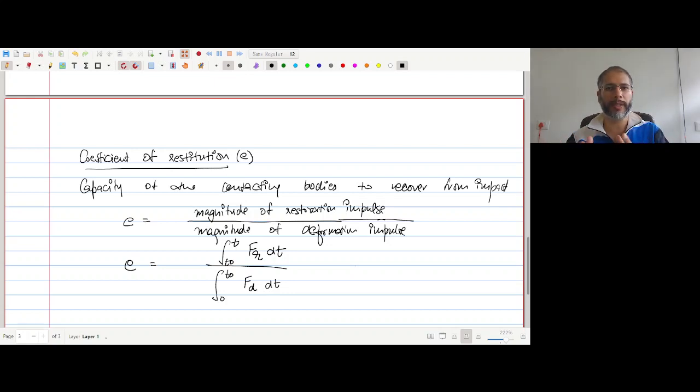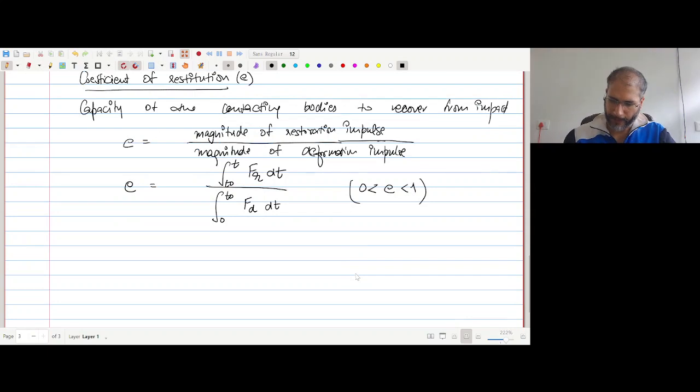So then what you see is that they will keep moving together with the velocity v naught because there was no restoration. So in that case, Fr is 0. There is no restoration force at all, so the numerator becomes 0, so E is 0. And we know that these kinds of collisions are called completely or fully inelastic collisions, where there is no restoration force at all, and in that case the coefficient of restitution is 0. So it varies between 0 and 1.